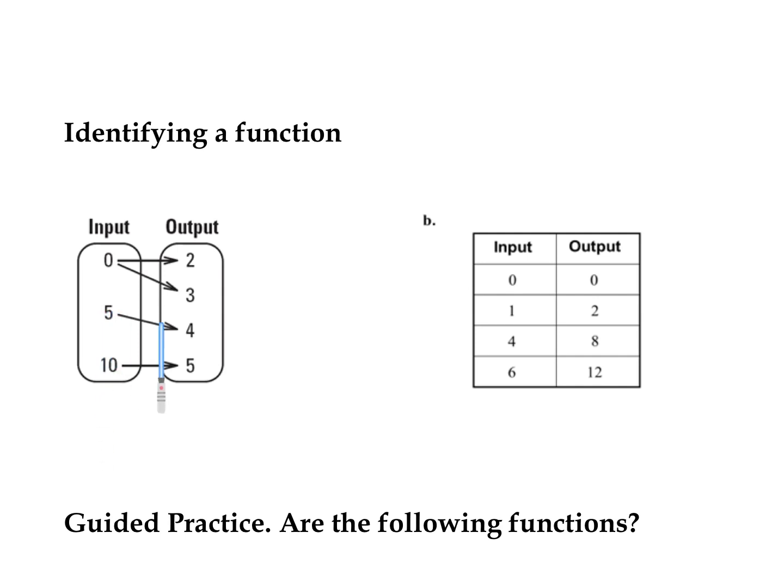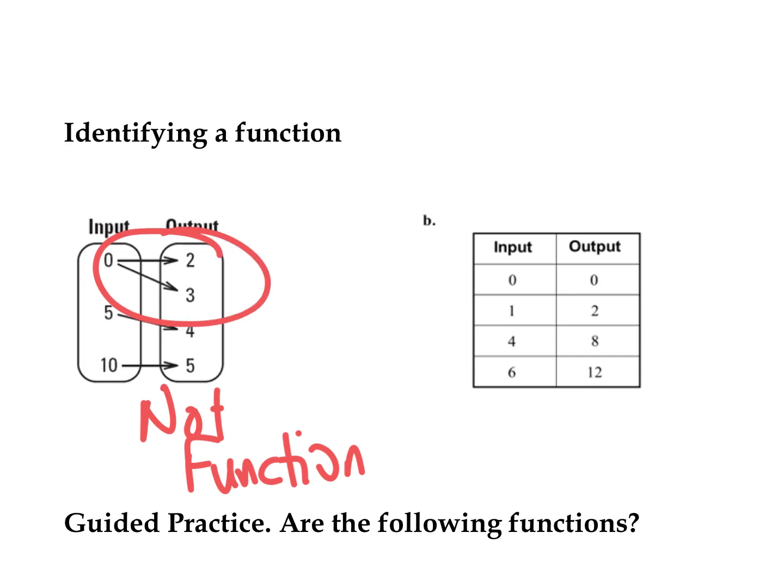Input 5 goes to output 4. Input 0 goes to 2 and 3, so it is not paired with exactly one output. These two inputs are paired with exactly one output, but this input is not. As long as there's one input that has two different outputs, it would not be a function. So this is not a function because of the input 0 getting paired with 2 and with 3.